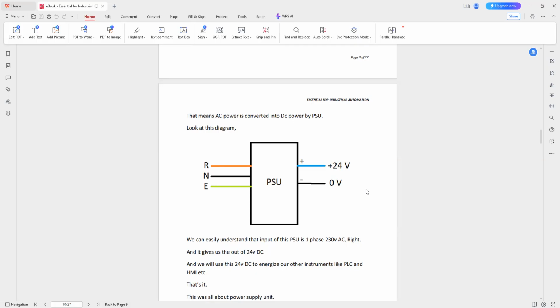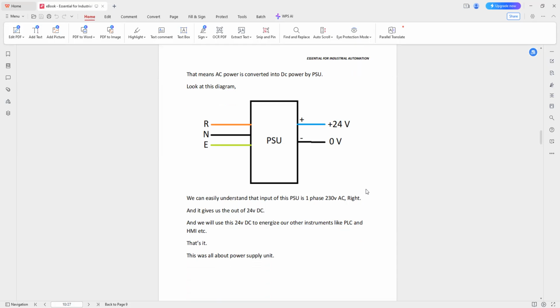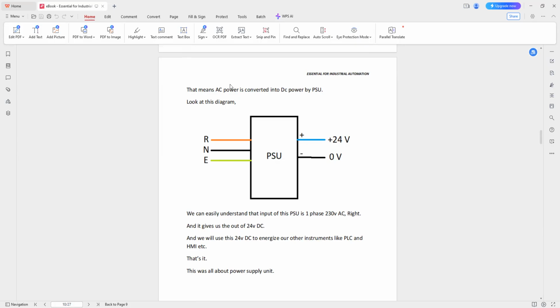A power supply unit is just a rectifier, right? It's a rectifier, kind of, but not exactly. It's actually a converter. It is converting single phase AC to DC. That's it.